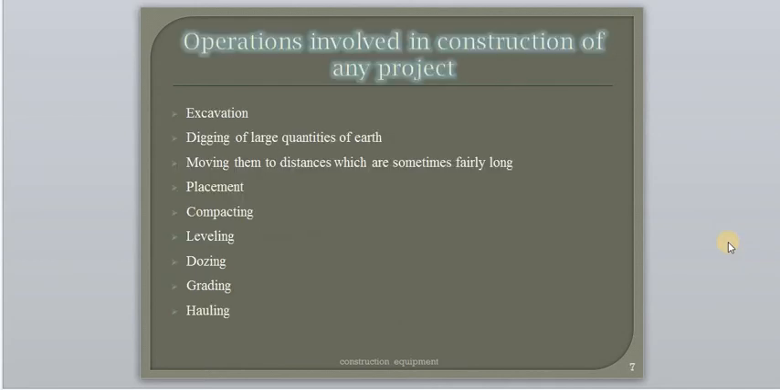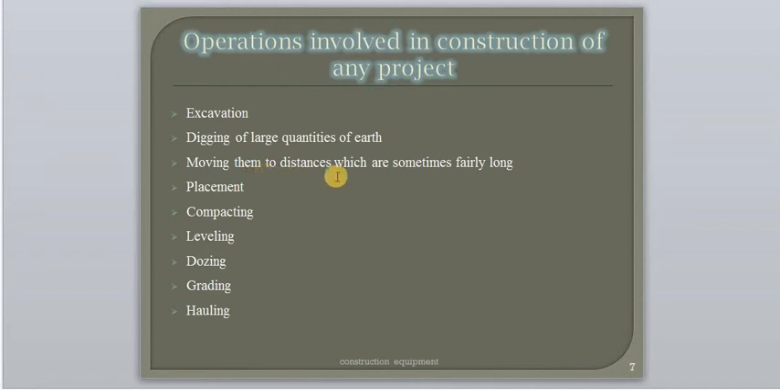Okay? So these are the various operations, the various stages, involved in the construction of a project work. So what are the stages in construction? First, the excavation is to be done. Next, number 2, is digging of large quantities of earth. Digging earth is most important in the case of columns, roads, bridges, or any construction work. This digging, or earthwork in excavation, plays an important role.